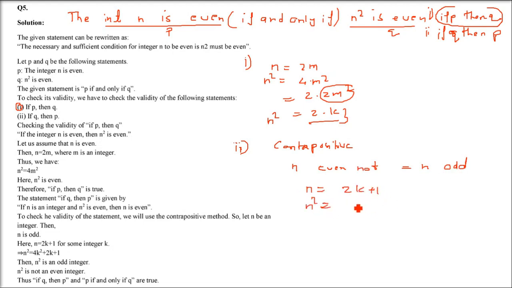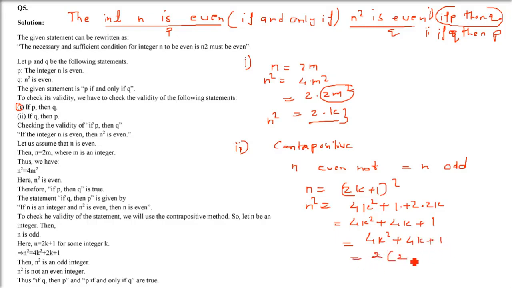Now let us square it. It will be n square equals 2k plus 1 whole square, which is a plus b whole square, a square plus b square plus 2ab. So 4k square plus 1 square plus 2 into 2k into 1. So 4k square plus 4k plus 1. You can take 2 common from here, because I am going to show that it is odd. If n is odd, n square is also odd. That is the contrapositive method. So let us take 2 common. You can have 2 into (2k square plus 2k) plus 1.